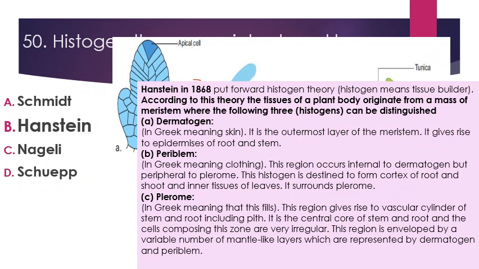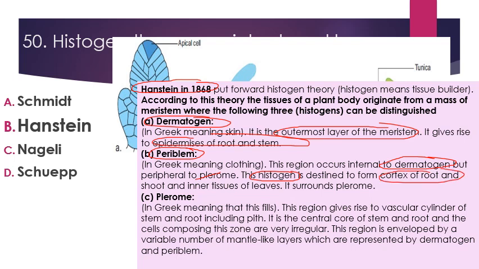Next theory is the histogen theory, which was given by Hanstein in 1868. According to this theory, a plant body originates from a mass of meristem where the following histogens or regions can be distinguished. First is dermatogen. Derma means skin, that is the outermost layer of meristem, and it gives rise to the epidermis of root and stem. Next is periblem, it means clothing. This region occurs internal to dermatogen but peripheral to plerome. This histogen is destined to form the cortex of root and shoot and inner tissue of leaves that surrounds the plerome.